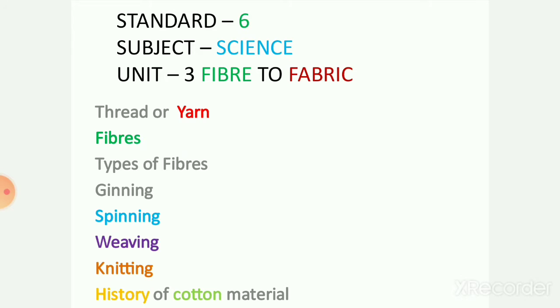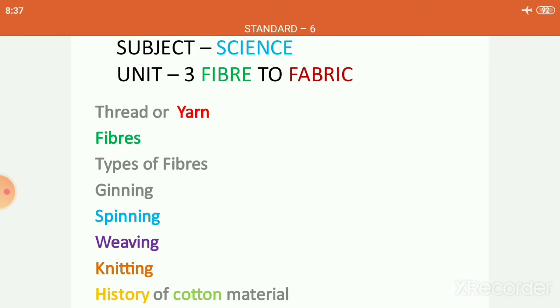So we will learn in this chapter about these different kinds of clothes. So what is that cloth? Nothing but a fabric. That is a fabric, and we get fabric from fiber, and that is why the unit name is Fiber to Fabric.